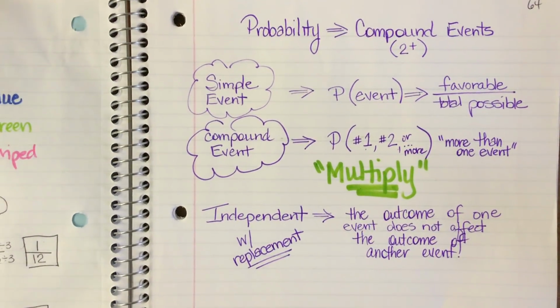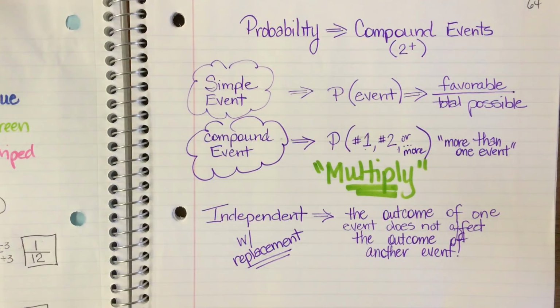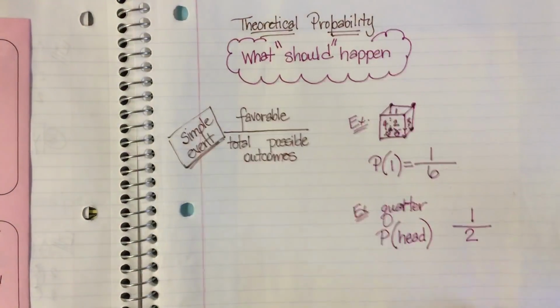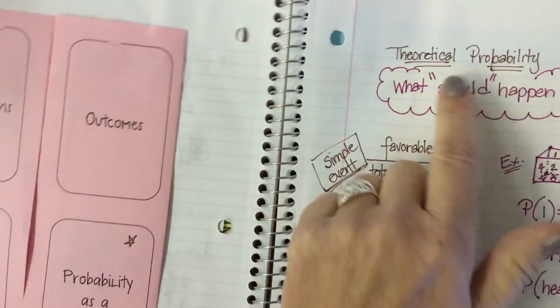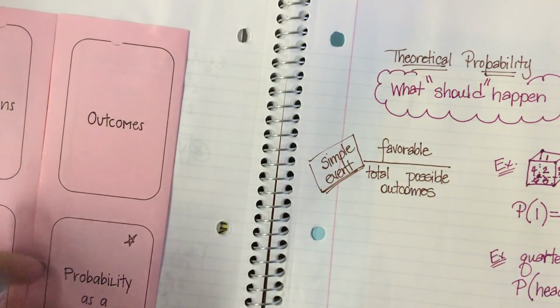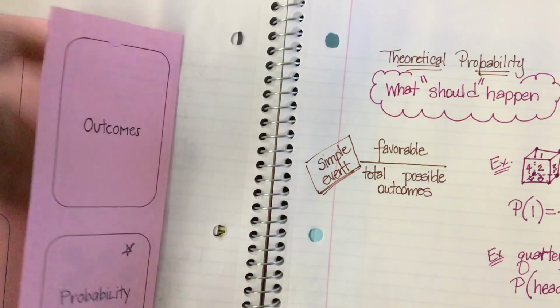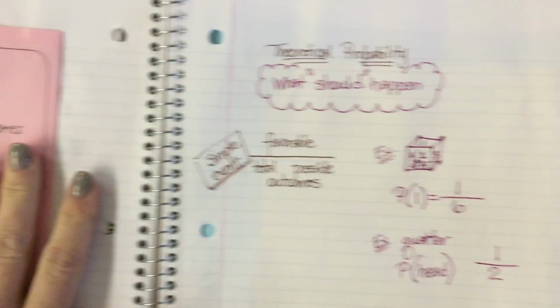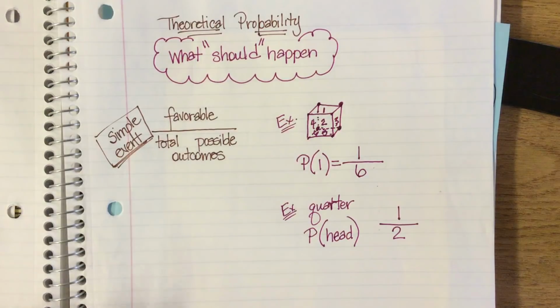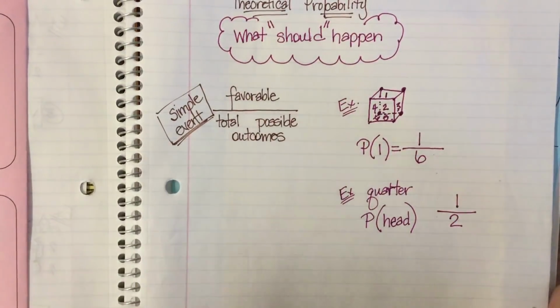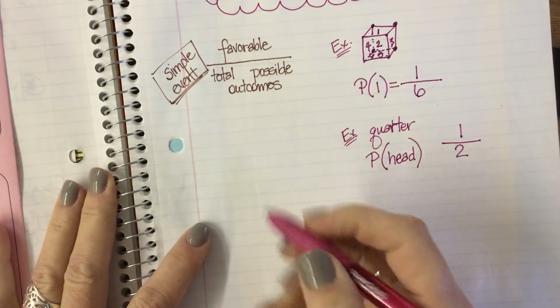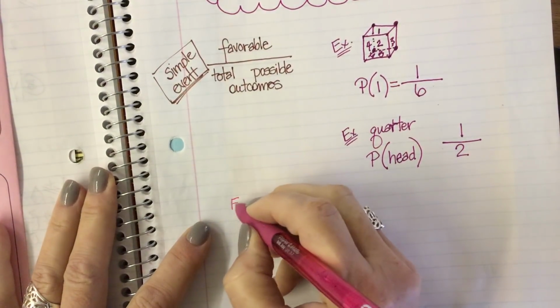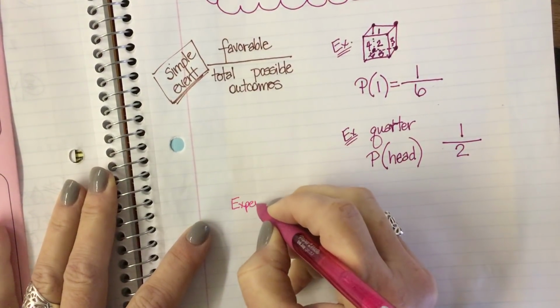Hi, 7th grade. What I want you to do is go back in your book, in your journal, and go back to the page where we talked about theoretical probability, directly opposite the pink foldable that we did, okay? The one thing that theoretical probability was is that it should happen, technically, right? We have another one called experimental probability.